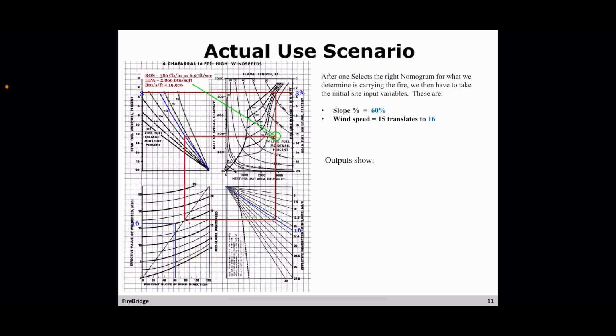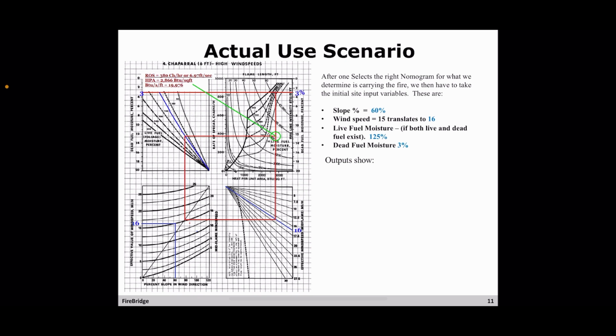So if we start down here at 60 and come up to the 15 miles an hour mark, and then go over, we're going to have approximately 16 miles an hour. So that's what that means. Live fuel moisture percent, okay, if both live and dead fuel exists, so we'll use live at 125, and you just estimate where that number is. It doesn't have to be 100% exact, guys. And then dead fuel moisture, we're going to show all the way up here in the upper right corner as 3%, and then those are your inputs.